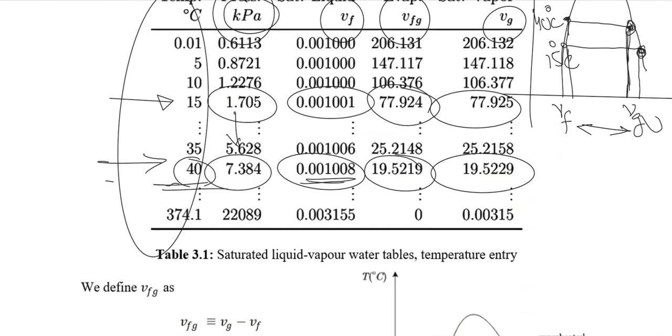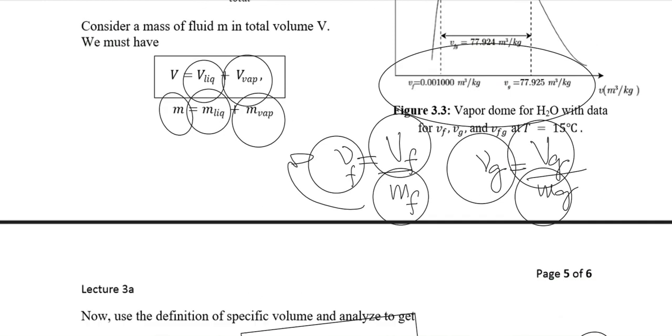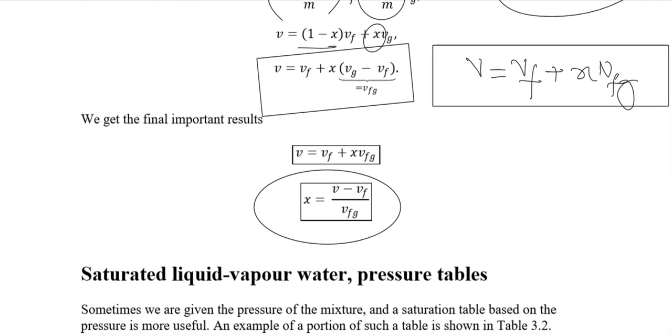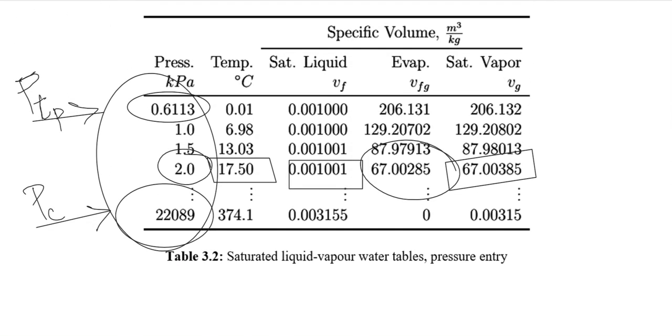Similarly for the temperature, this is our triple point temperature for the water itself, and this is our critical point temperature of the water. So the table starts at the triple point and ends at the critical point. So that's our critical point condition. And remember, I said when we reach the critical point, there is no difference between Vf and Vg. So that means Vf is equal to Vg at the critical point.